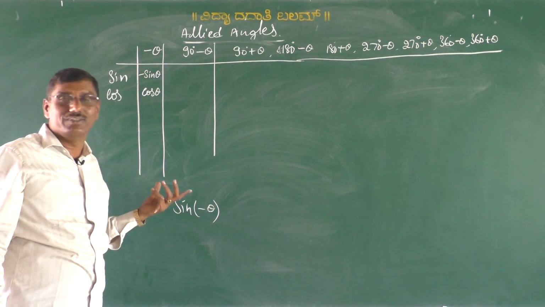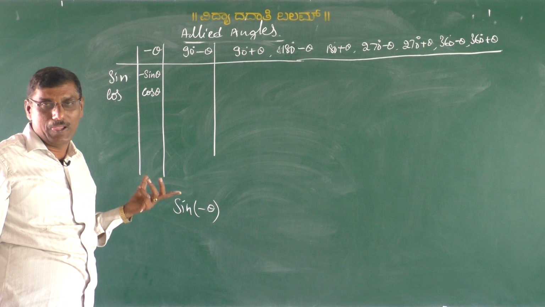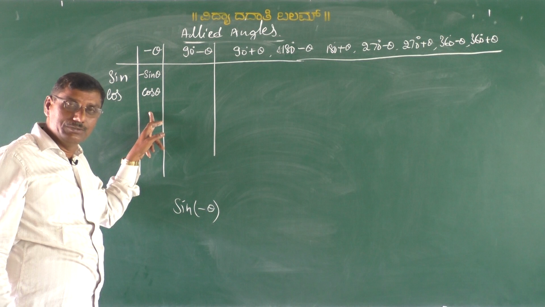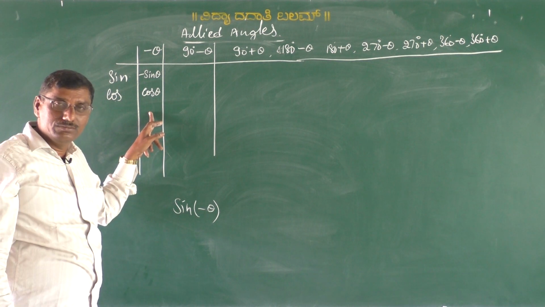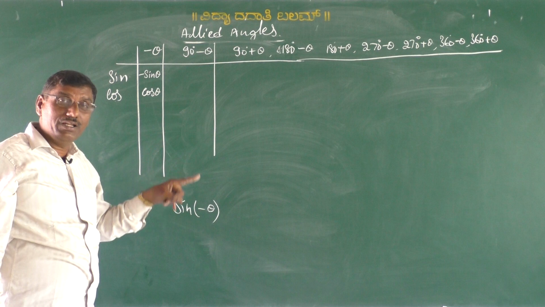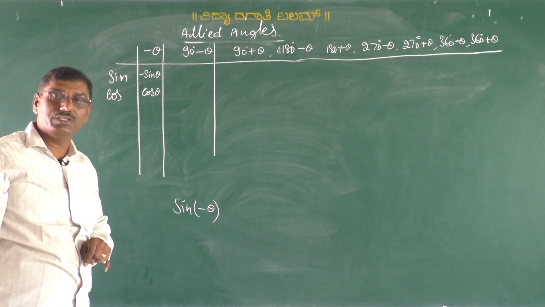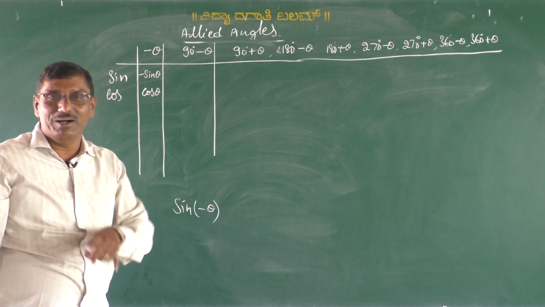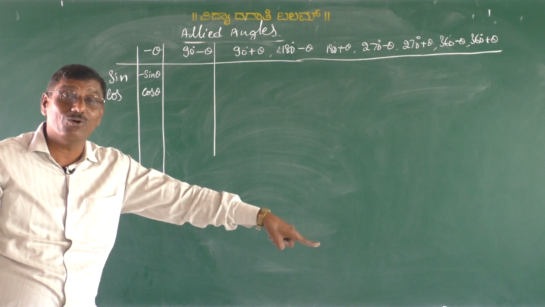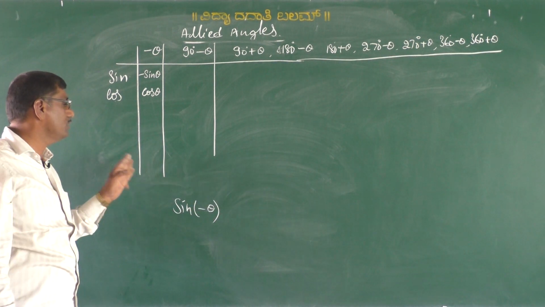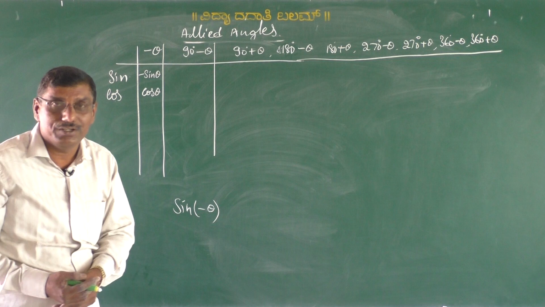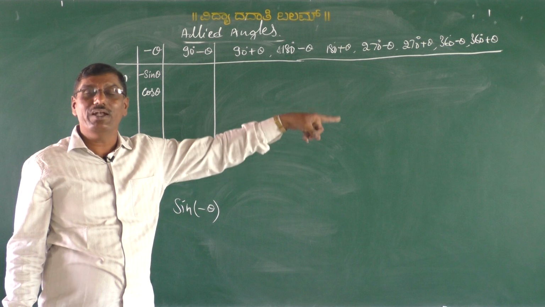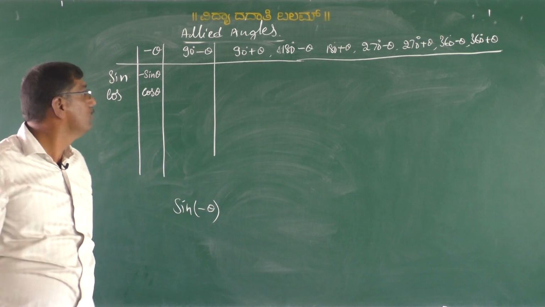Similarly, we can write the other trigonometric functions also. Tan of minus theta is minus tan theta. Cosecant of minus theta is minus cosecant theta. Secant of minus theta is secant theta, because secant is positive in the fourth quadrant. The last one, cot of minus theta, is minus cot theta. Are you understood? By applying the three conditions that I explained.